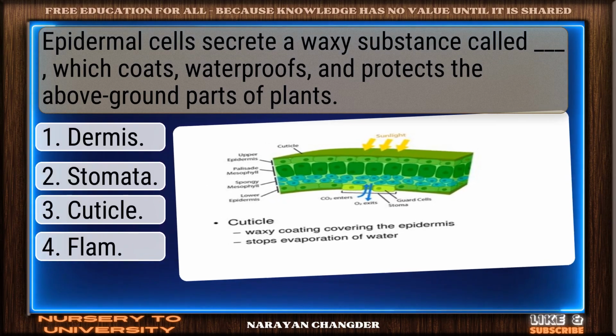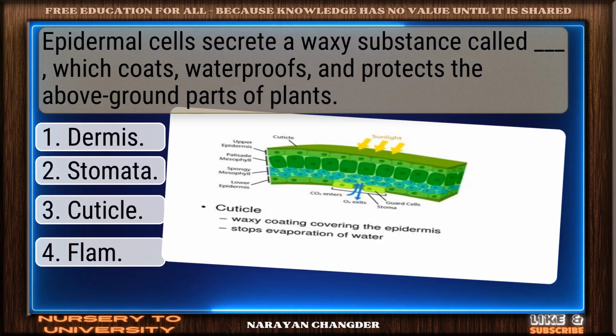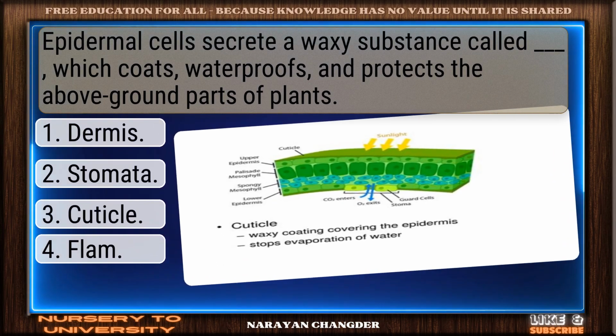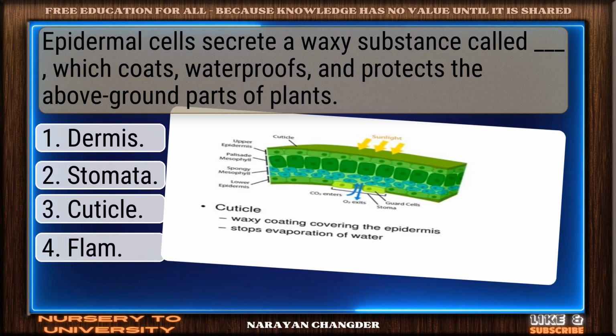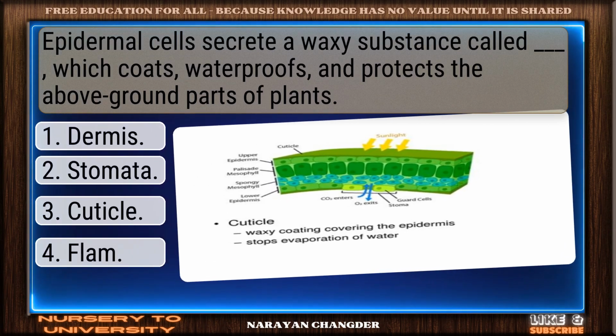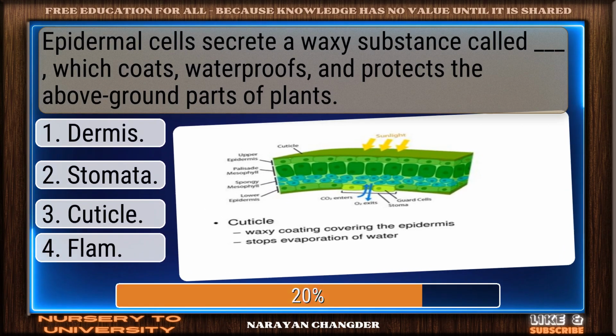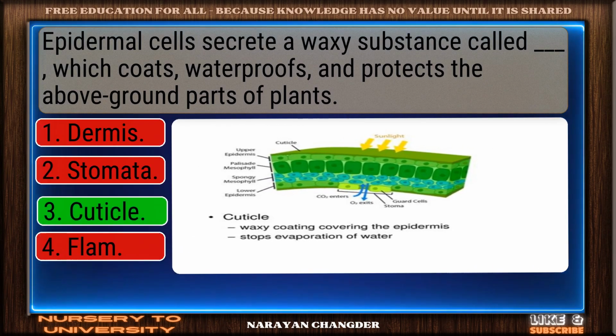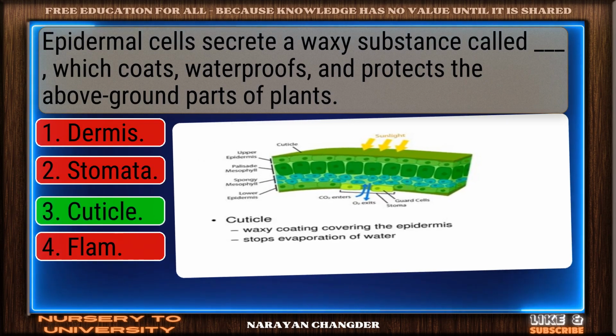Question number 17. Epidermal cells secrete a waxy substance called the dash, which coats, waterproofs, and protects the above-ground parts of plants. Correct. Cuticle is the right answer.